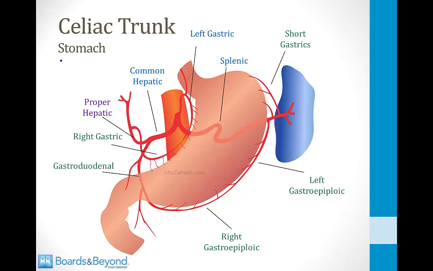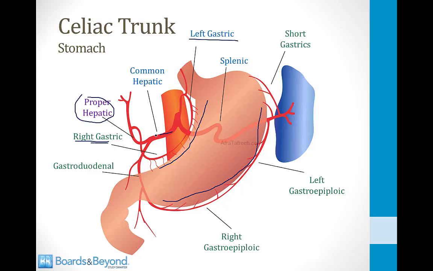All the blood supply to the stomach derives from the celiac trunk, and on this slide I've shown all the arteries that supply blood to the stomach. This is the lesser curvature of the stomach, and this is the greater curvature of the stomach. The lesser curvature receives blood from the left gastric and the right gastric. The left gastric artery, as we talked about in the last slide, comes directly off the celiac trunk. The right gastric, on the other hand, usually originates from the proper hepatic artery.